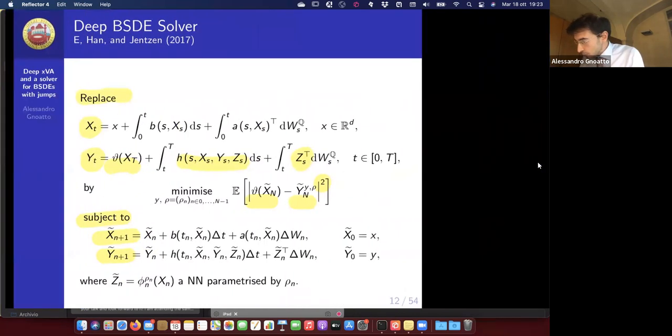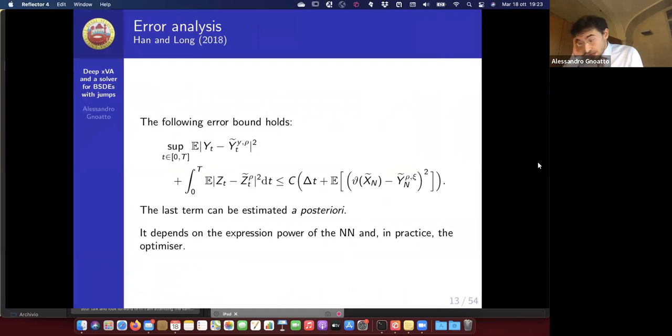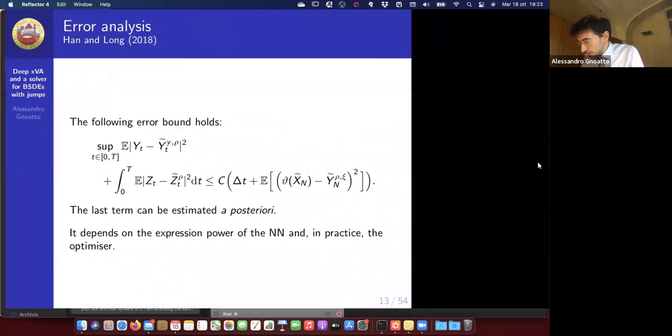So how does it work? There are some error estimates which were introduced by Han and Long. You can control the error between the true BSDE and the BSDE parameterized by the neural networks by means of this expected value here. And this expression in the end depends on the expressive power of the neural network, and in practice it depends also on the optimizer that you are employing.